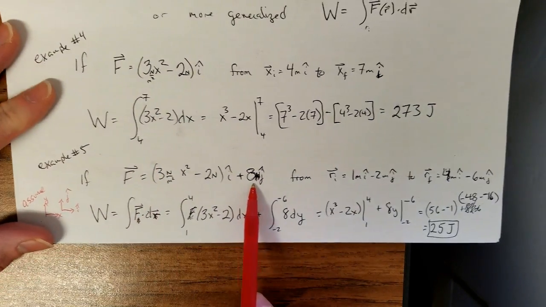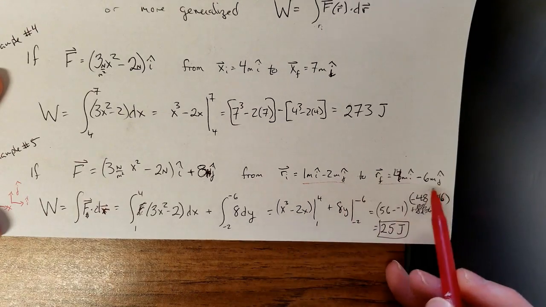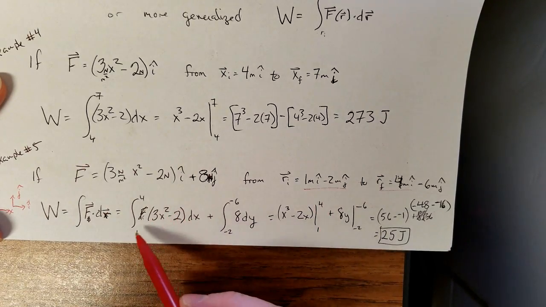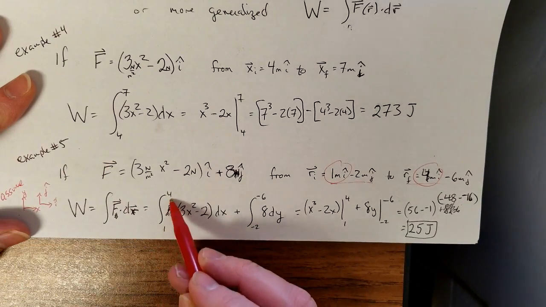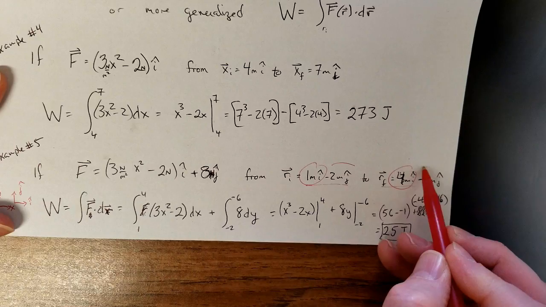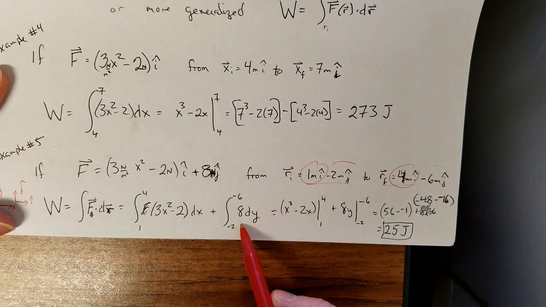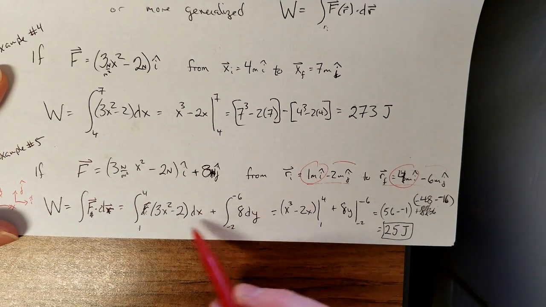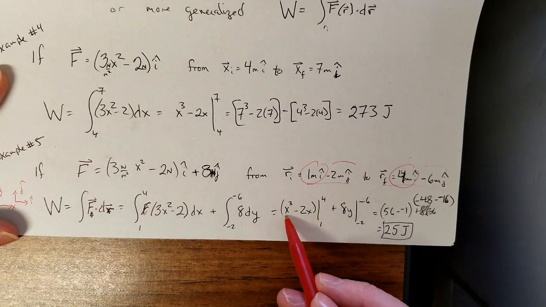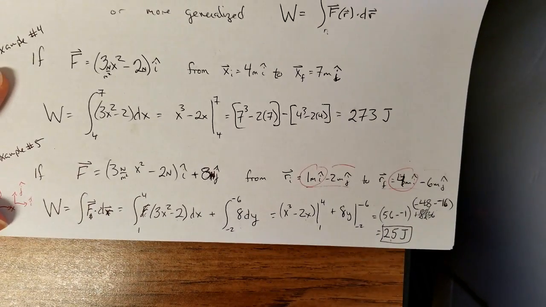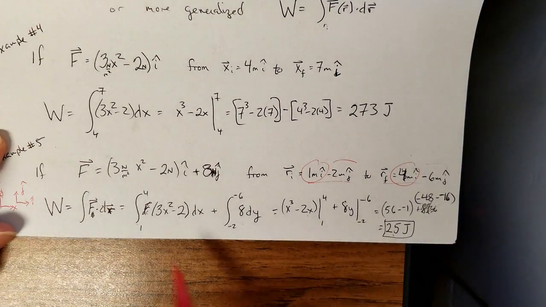And the last example is if I start out with the same i hat component, but I have a j hat component this time, and I'm going from this position to this position. Well, I deal with the i hat part and deal with the j hat part. So the i hat part, I'm going from 1 meter to 4 meters, so from 1 to 4 of 3x squared minus 2 dx. And then on the y side, I go from -2 to -6, as written out here. Due to the antiderivative, we get x cubed minus 2x from 1 to 4, and 8y from -2 to -6, and ultimately you end up with 25 joules. And those are some basic problems. Obviously, this is not quite as basic, but it gives you a bigger picture, I hope.